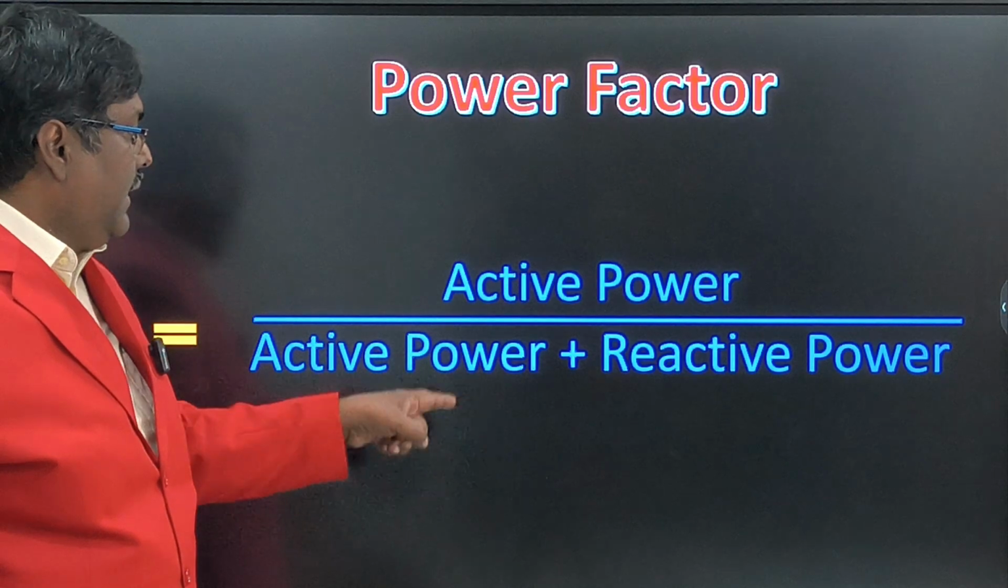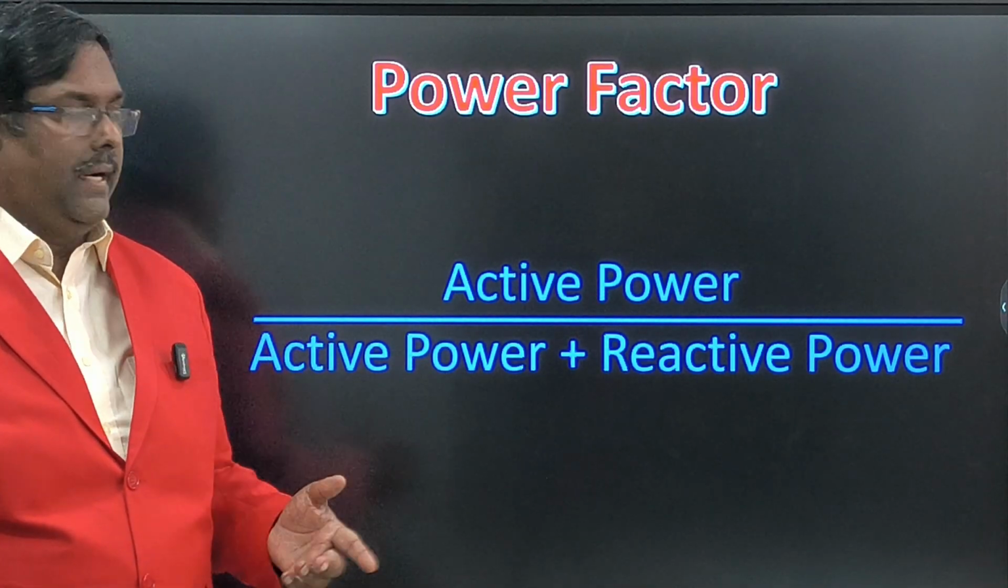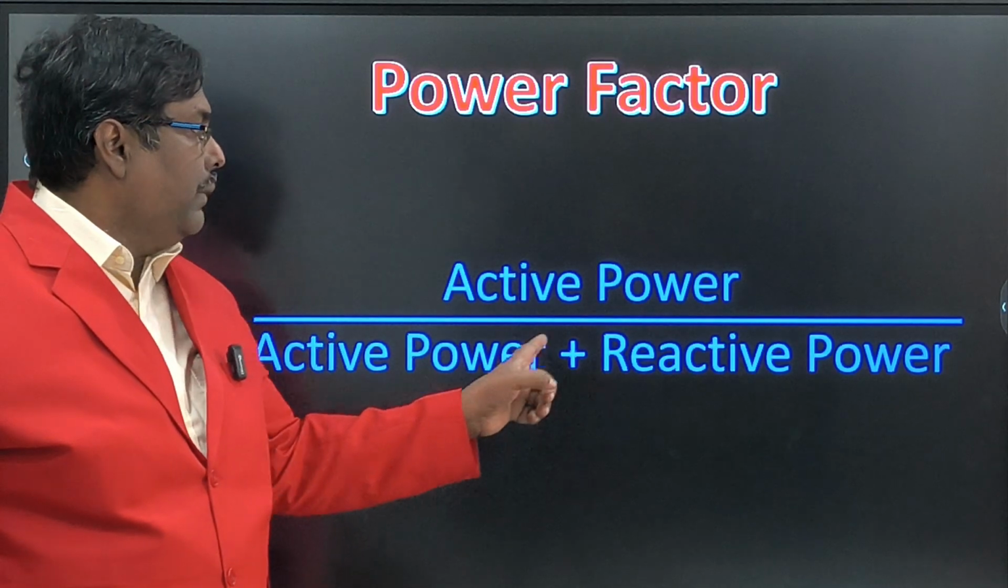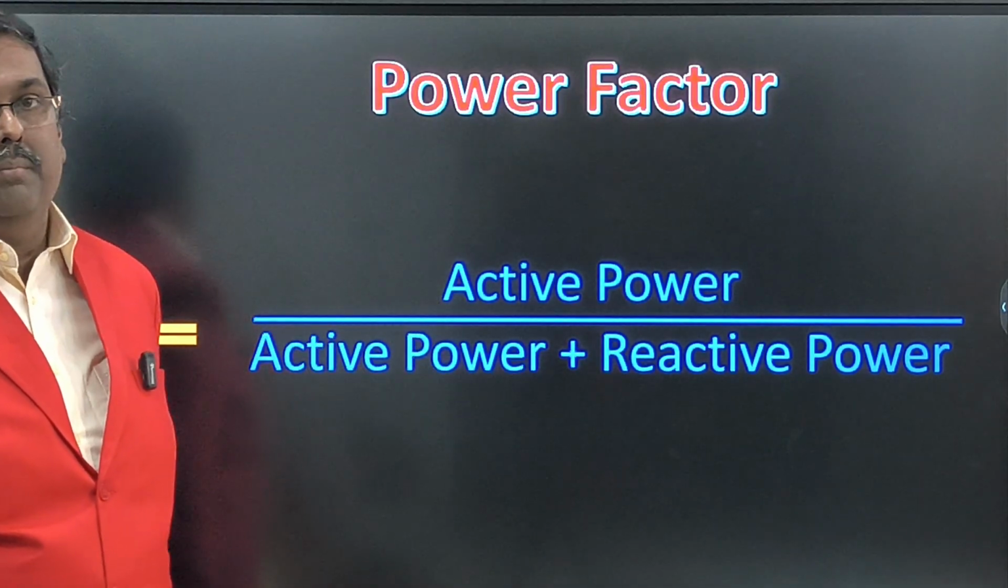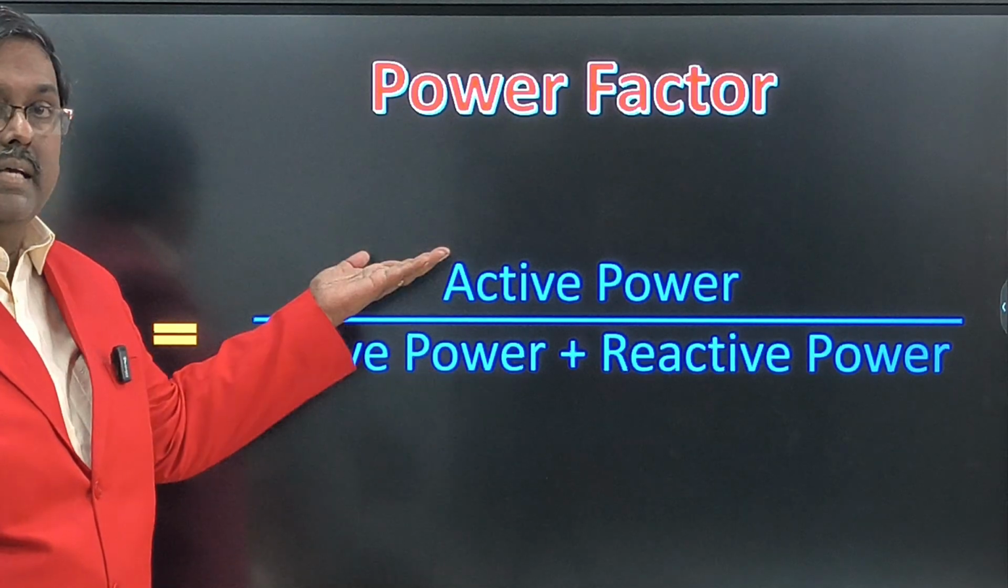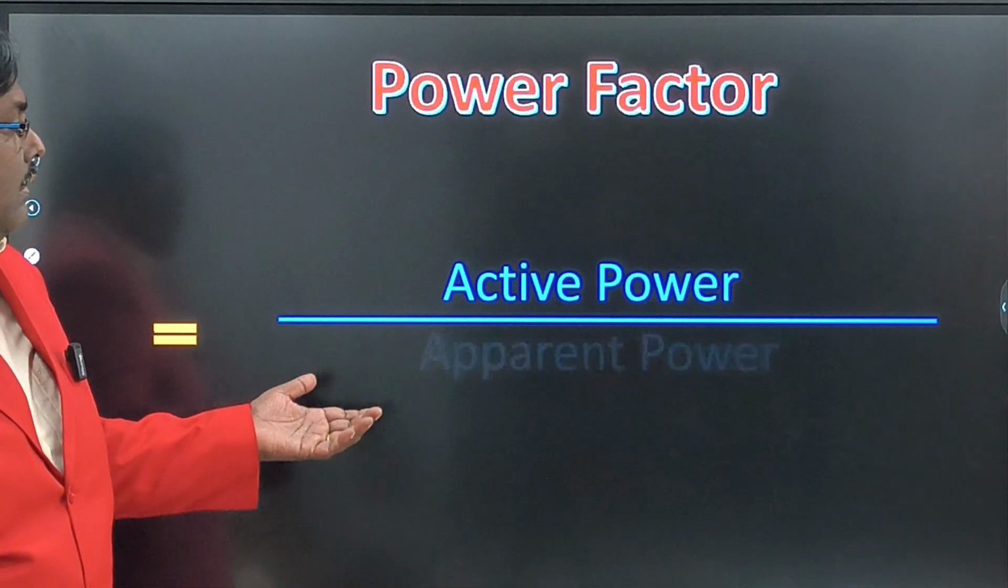So we have to make a percentage. How much actual work done happens? How much you supplied? Active power and reactive power both you supplied, but the work done happens only from the active power. So this percentage, this is the energy efficiency.